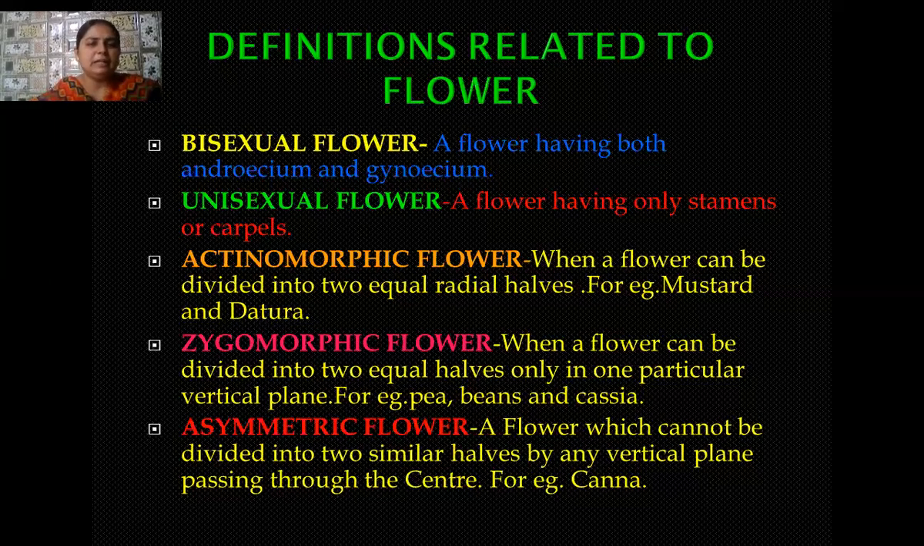Asymmetric flower: as the name makes very clear, a flower which cannot be divided into 2 similar halves in any vertical plane passing through its center is known as an asymmetric flower. Here you can give the example of the Kana flower.